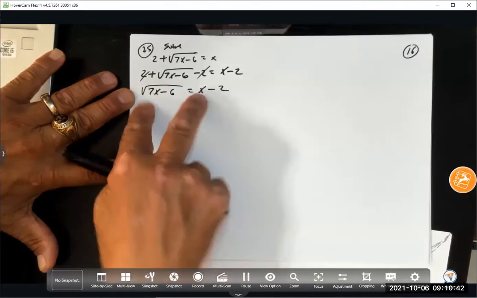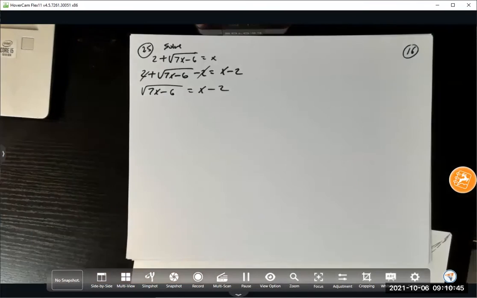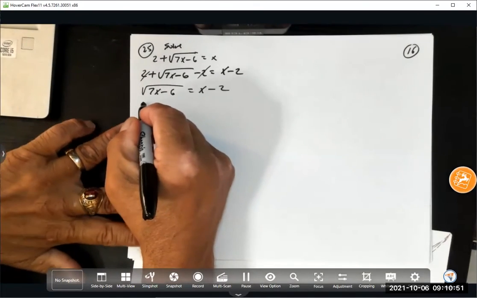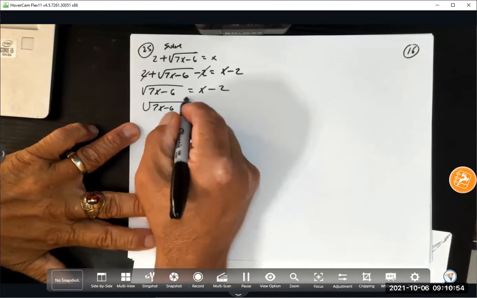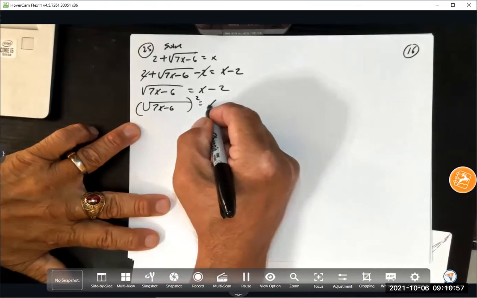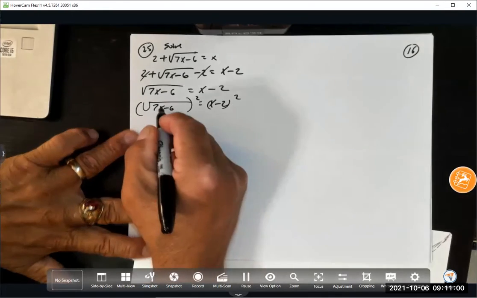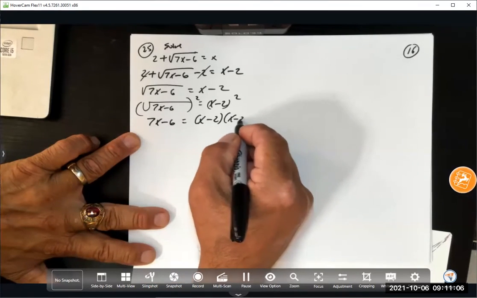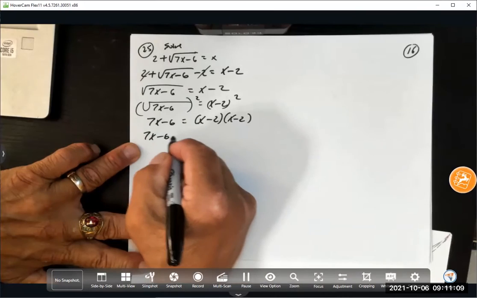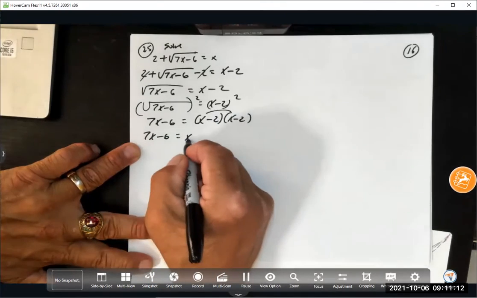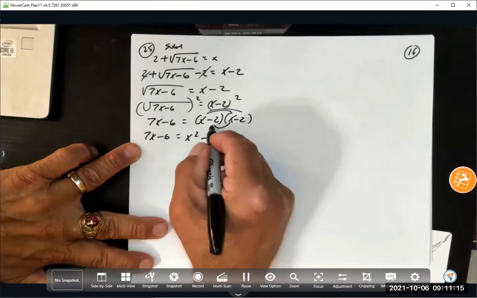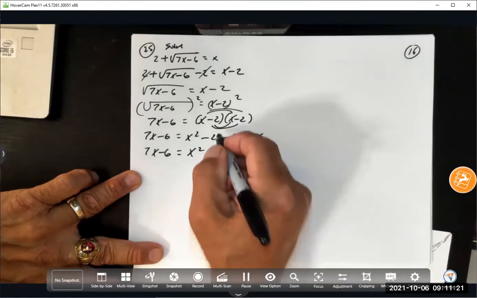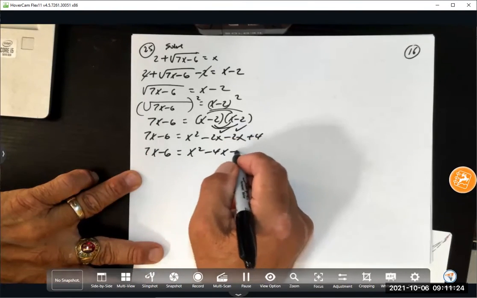So there's a setup on it. So now, just like the other one, I'm gonna square the left side and the right side. I'm gonna square this side, and I'm gonna square this side. Okay, so this 7x minus 6, and this will be x minus 2, x minus 2. So now this is gonna be x squared minus 2x minus 2x. Negative 2 times negative 2 is a positive 4. 7x minus 6 is x squared minus 4x plus 4.